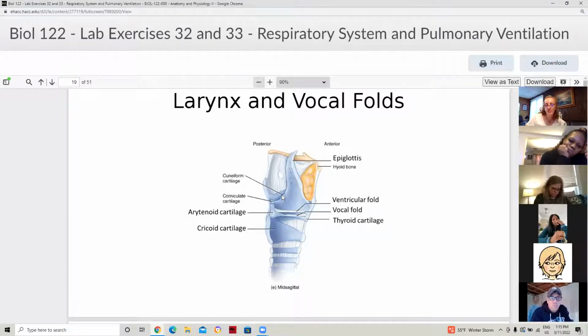Now, here's the vocal fold. Here's the ventricular fold. This is what makes sound. So right here is the cricothyroid ligament. If this is where you make sound and these vibrate, can you understand how a botched tracheostomy would result in loss of your vocal cords?